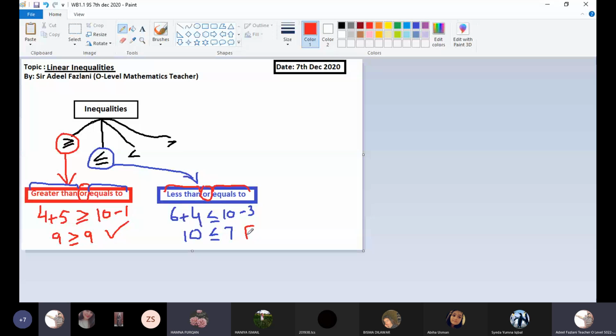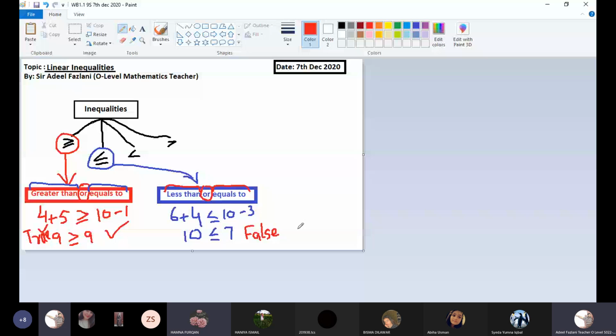Yes or no? How many of you got it? And this is said to be true. This was true actually. Was this true or not? Sir, if it would have been 6 plus 4 is less than or equal to 10 plus 3, that would have been true, right?